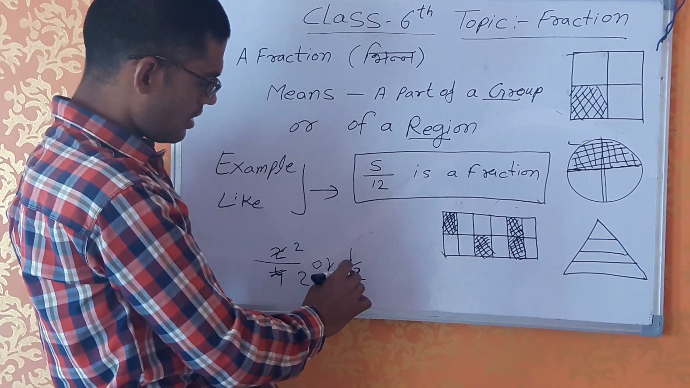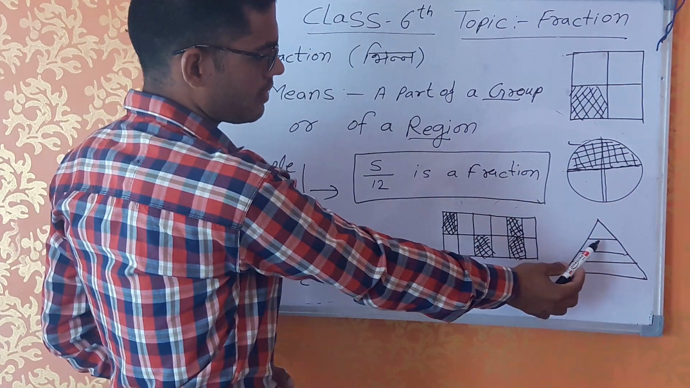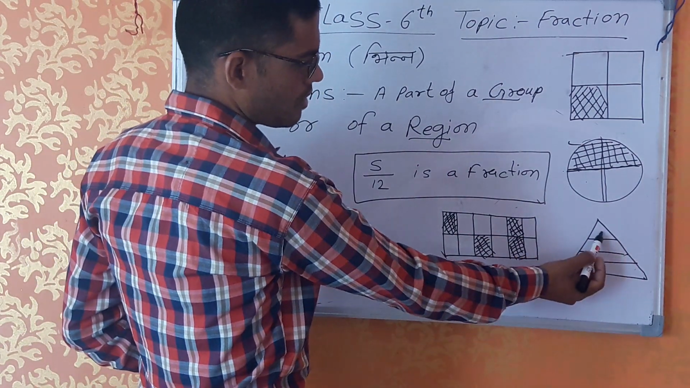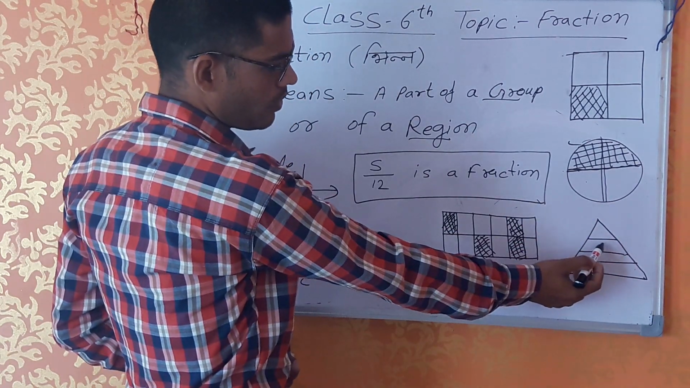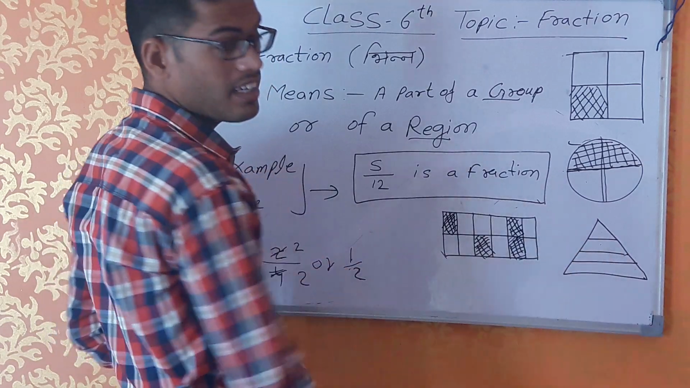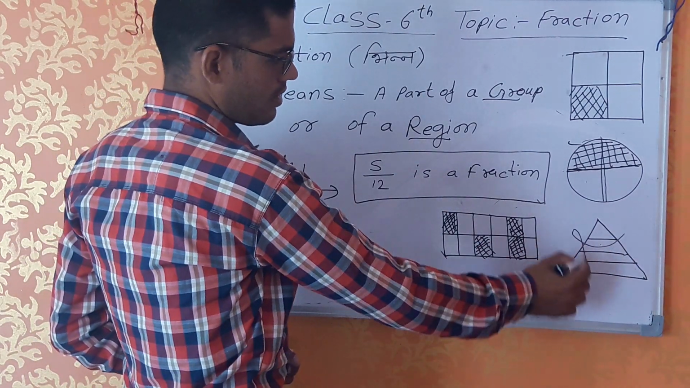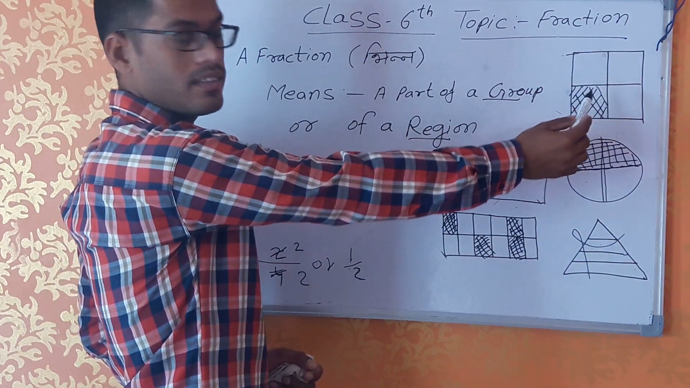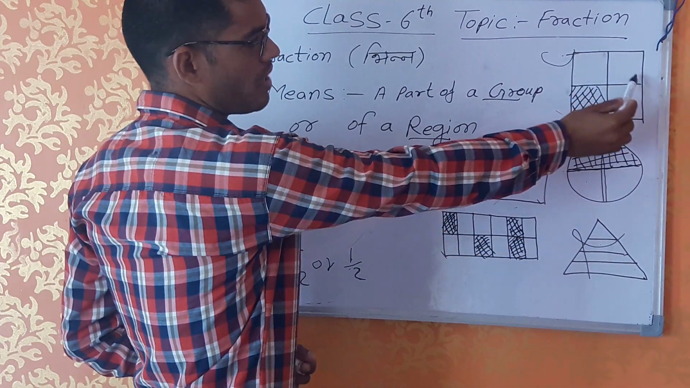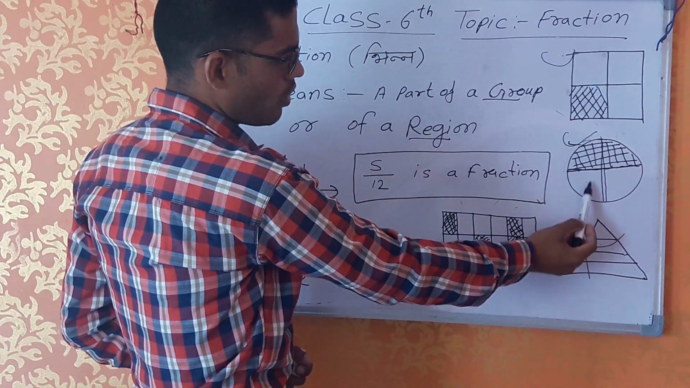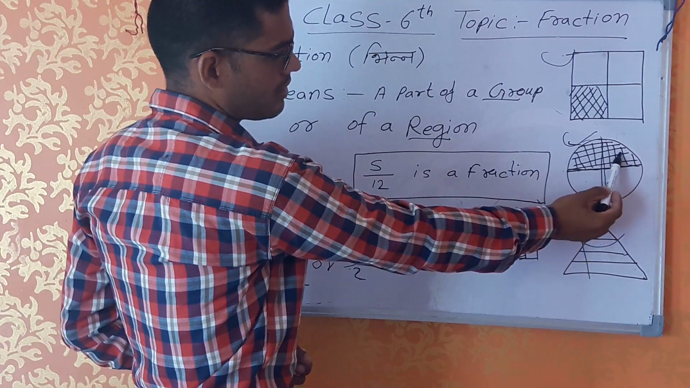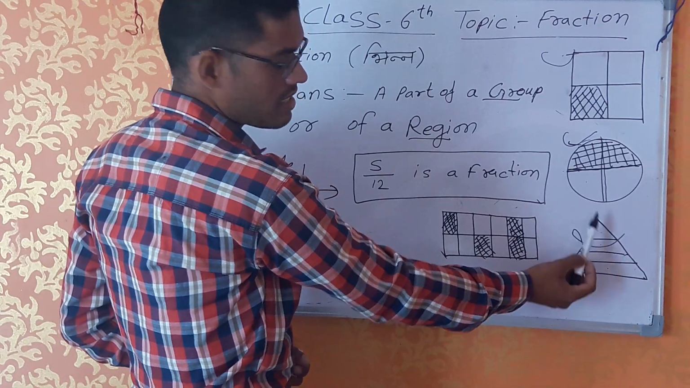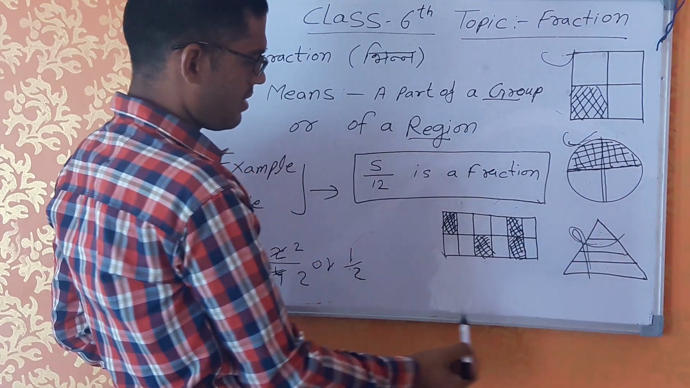Third figure is a triangle. In the triangle, one part is the largest and one is the smallest, so they are not equal. देखो, unequal. That is not a fraction. Why? As compared to the boxes, the four parts are equal, but the triangle is not equal. One part is the largest, one is the smallest, so that is not a fraction.